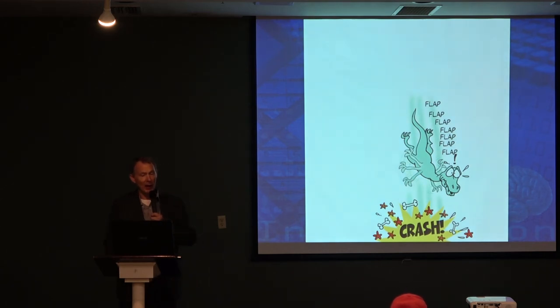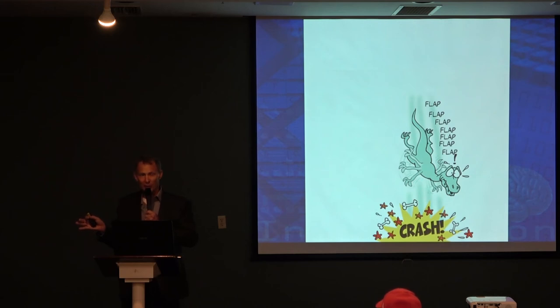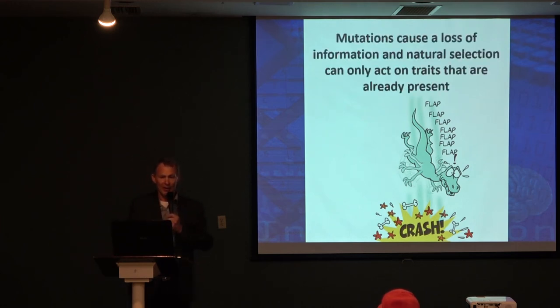DNA can't be passed on by wishful thinking because it's only going to end in disaster, right? As I said, this doesn't get you new information. This gets you a pretty disastrous result. If you were a transitionary fossil or a transitionary animal that didn't quite develop the skills to grow feathers, but you thought, hey, I'm going to give it a shot anyway, you're not even going to pass that mutated gene on to your offspring. So mutations cause a loss of information, and natural selection, again, only acts on those traits that are already present.